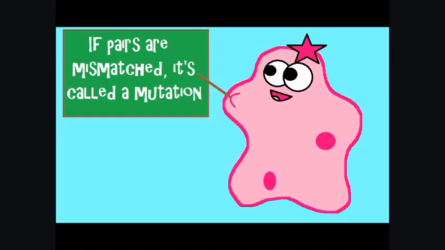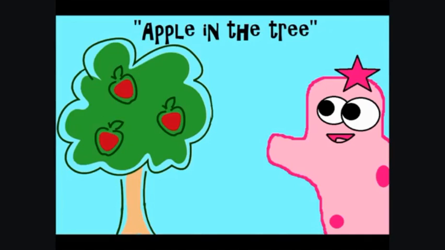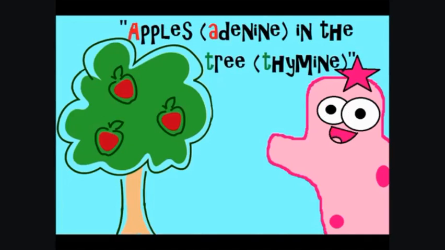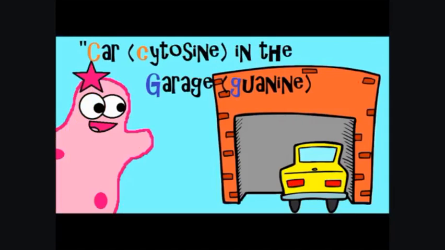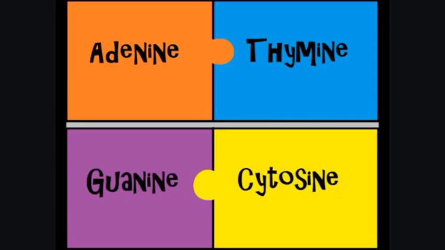But here's the little way you can remember it. Apples in the tree. That tells you that A for apples, T for tree, A and T always go together. And then the other little verse is cars in the garage. That can help you remember that the base C always goes with the base G. And so you kind of know how they match. And DNA pairs this way.